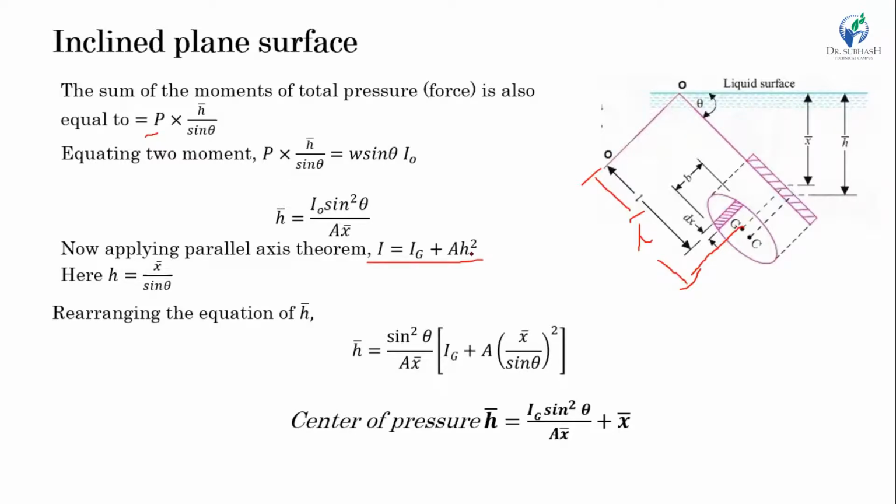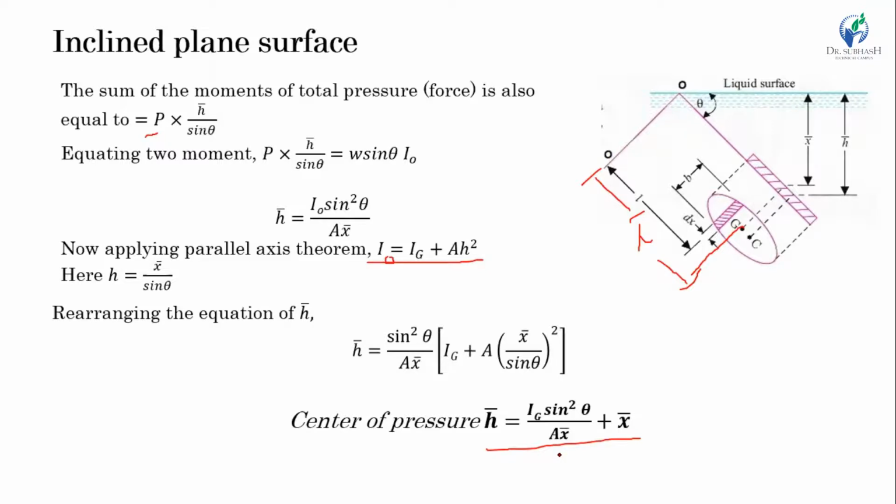Here H is the parallel distance between the two axes, which is L bar, but L bar equals X bar upon sin theta. So I0 equals Ig plus A times L bar square. Putting this value in the equation, we get H bar equal to sin square theta upon A X bar times Ig plus A into X bar upon sin theta, whole square. By cancelling the common terms from the denominator and numerator, we get the final equation: H bar equals Ig sin square theta upon A X bar, plus X bar.